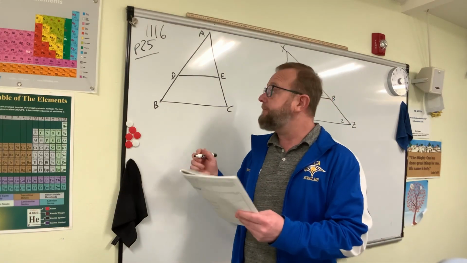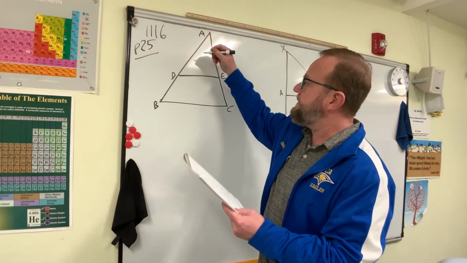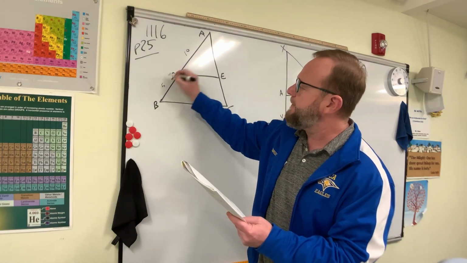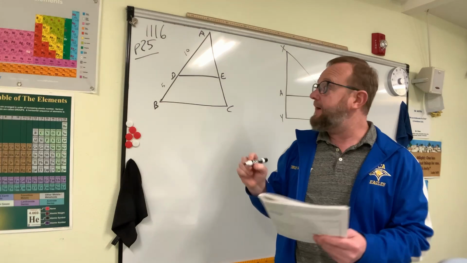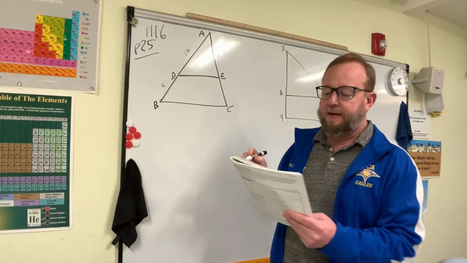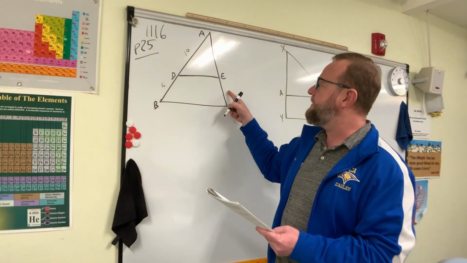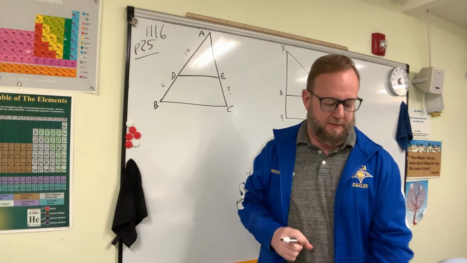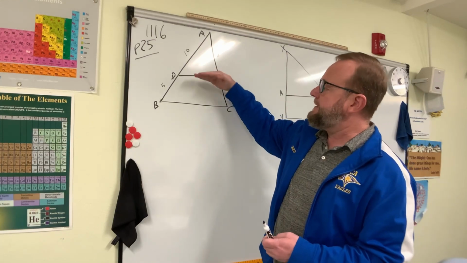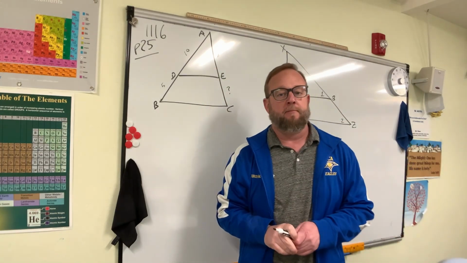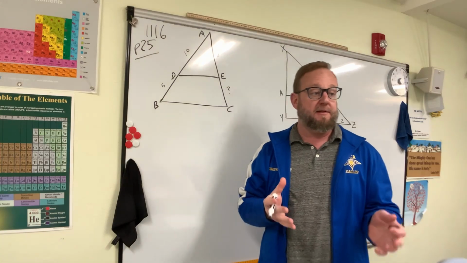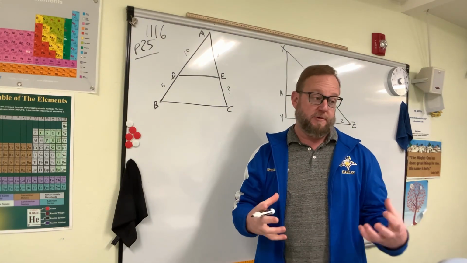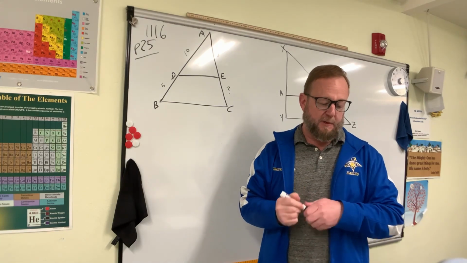So looking at number 2, it says AD is 10, DB is 5, AE is 8, and what we do not know is this here, EC. This is the unknown. We are told that DE is parallel to BC. With that knowledge, we know that these triangles are similar and the sides are proportionate. That's one of the theorems that we know.